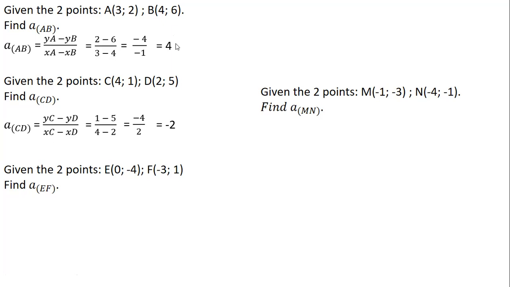Okay? Now, please, I want Mahdi. Yes, yeah, Mahdi. Hello. Read Mahdi the third one, please. Given the 2 points E, 0 minus 4, F, 0 minus 3, 1, find the slope of EF.